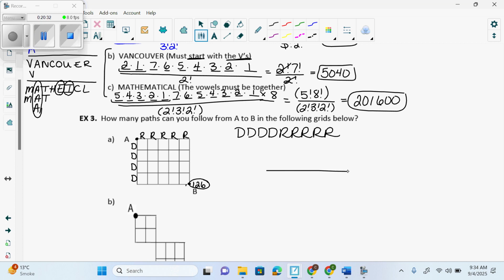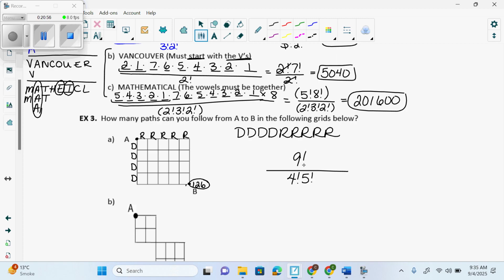4 factorial, 5 factorial. Now, if I said they have to go do 2 downs first, then 3, right, then it would be different, right? But it doesn't say anything like that, just ask for the pathway, so there's no restrictions to the top. So if there's no restrictions to the top, what would it be? 9 factorial.